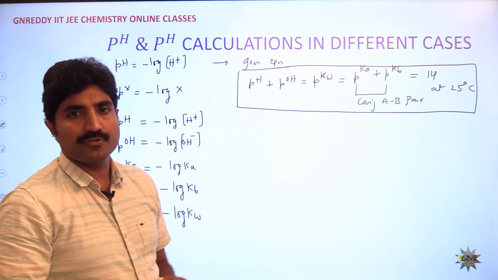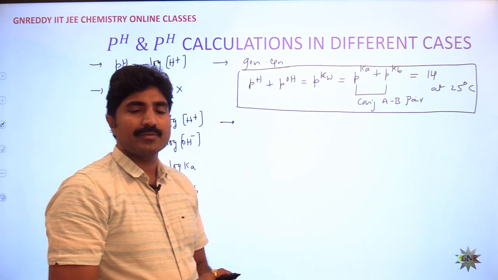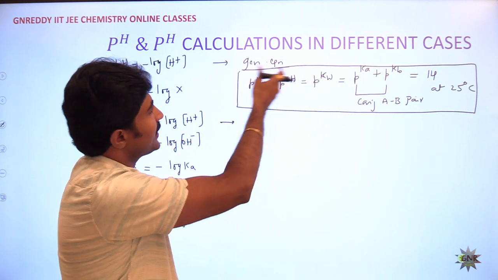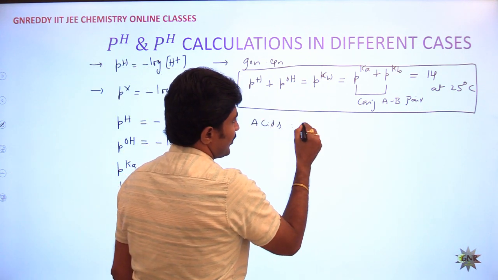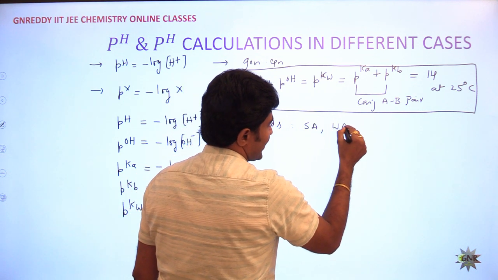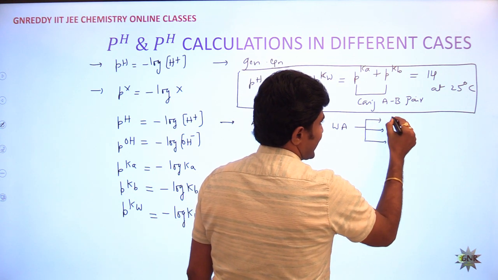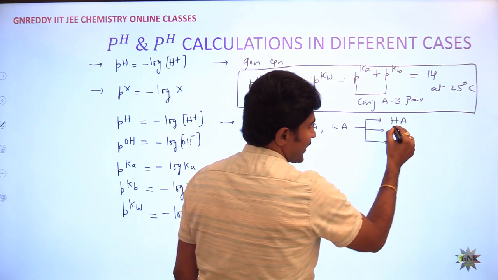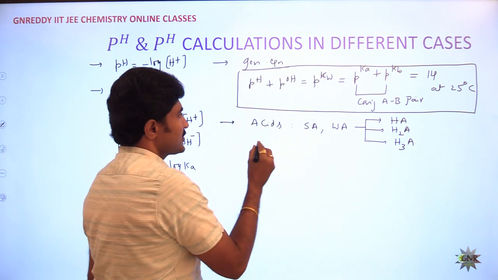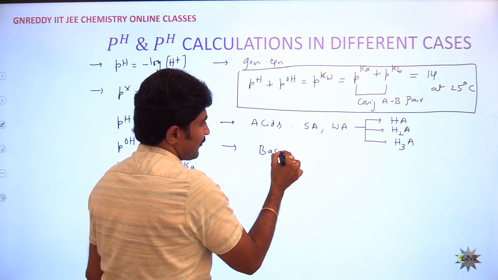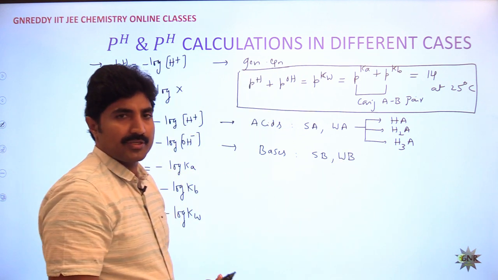So this will be a useful equation. Especially as per our IIT Advanced syllabus, we have to see pH calculation in different cases. In acids, we have to see strong acids and weak acids. In weak acids we have the monoprotic acid HA model, diprotic acid H2A model, and triprotic acid H3A model. Similarly for bases, strong base and weak base, familiarly we are using this one.